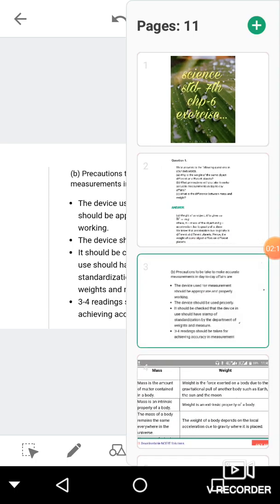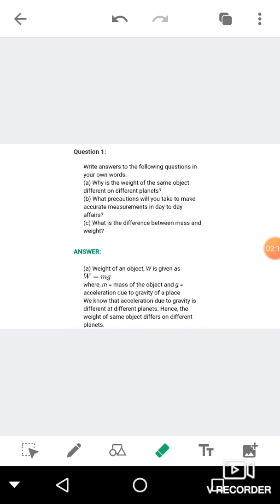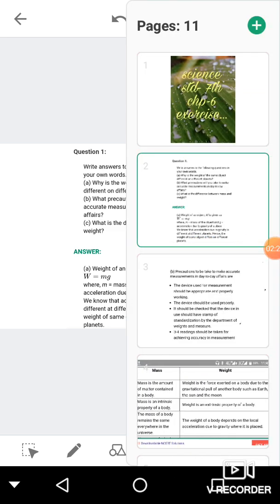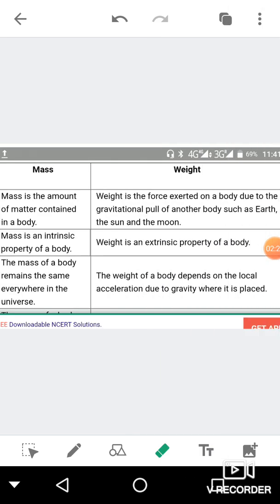Now move on to the C question, that is, what is the difference between mass and weight? What is the difference between mass and weight? Here is the difference: you have to make 2 columns, one of mass and another of weight. Number 1, mass is the amount of matter contained in the body. What is mass? It is the amount of matter you have inside your body.